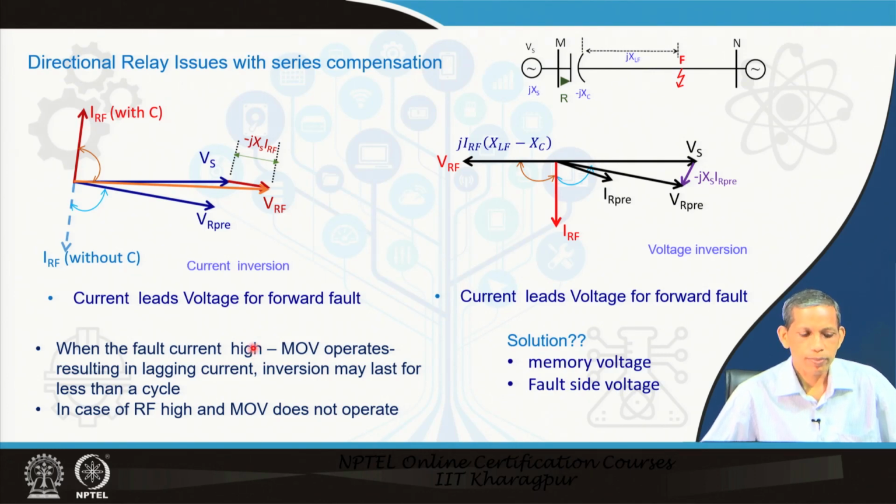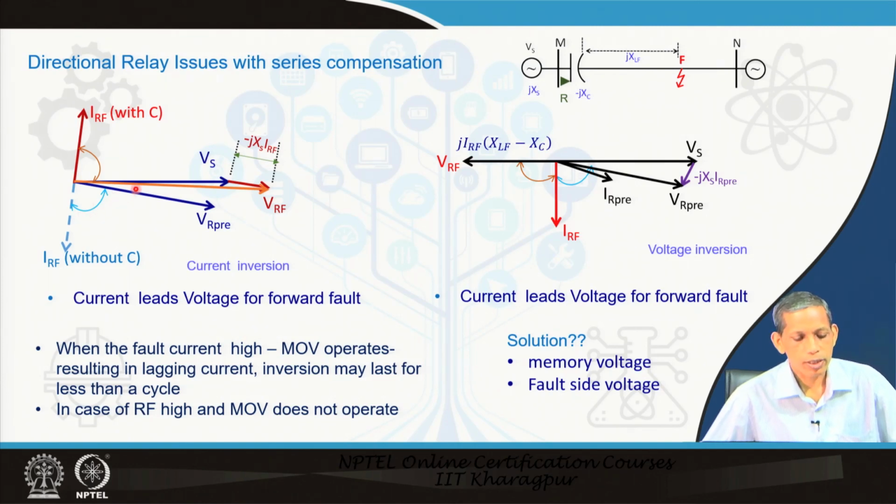So, we see here what current inversion and the corresponding voltage inversion are. Now, these have direct implications for the directional relay. So, we will first see what the issues with the directional relay are. The phasor diagram we have already seen for the current inversion. In case of current inversion, the corresponding current becomes upward with respect to this V_rf, the V_s or the V_r pre, a leading current, whereas usually it should be a lagging current.